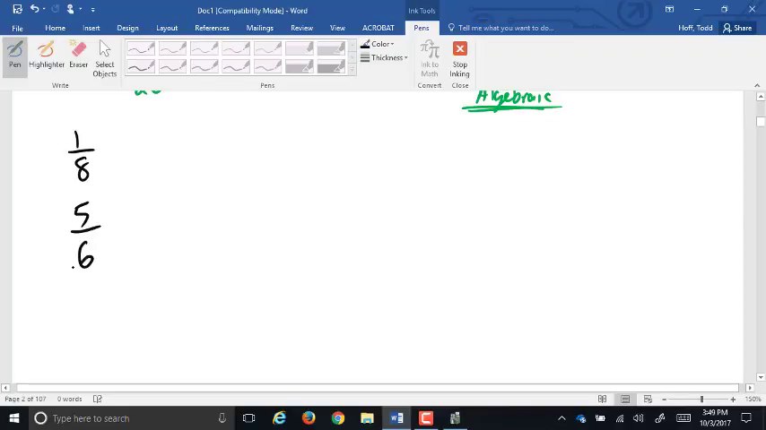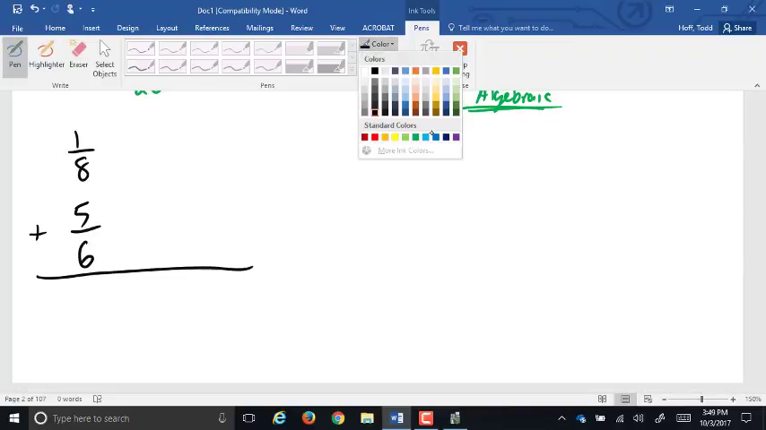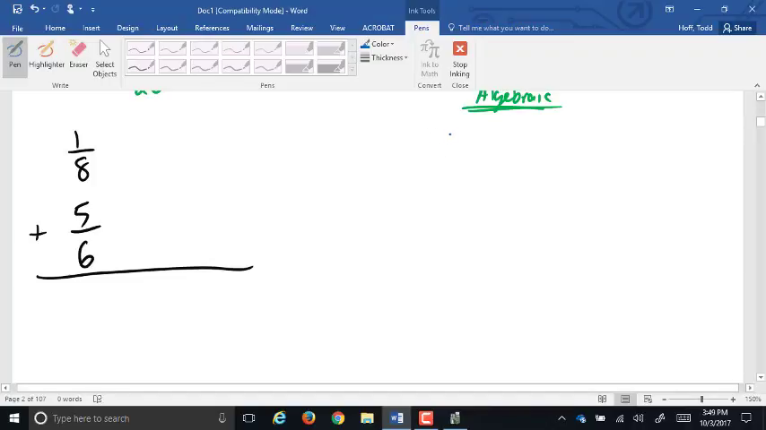I'm just going to set these up vertically. 1/8 plus 5/6. Let's find the common denominator. Now I could just do 8 times 6 is 48. That is a common denominator and it would work, but it's not our least one.